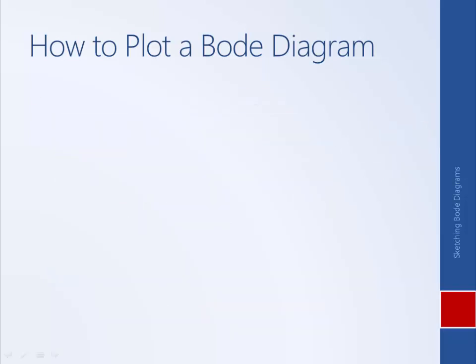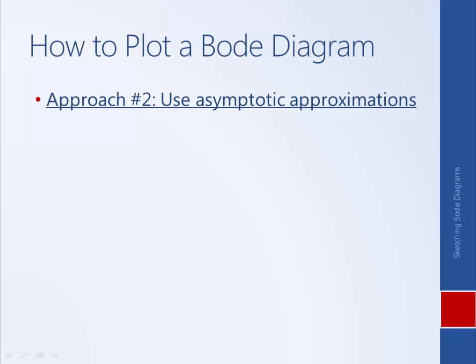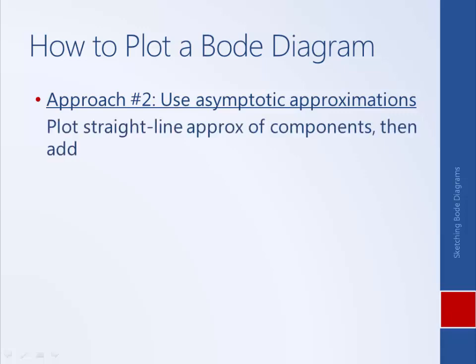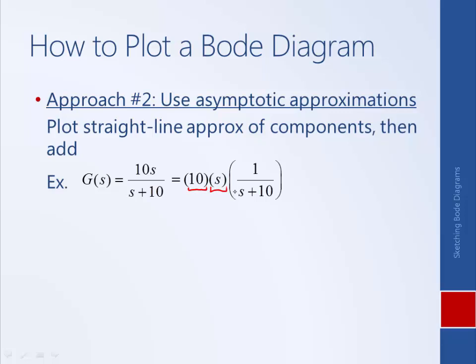So the second approach that we'll learn, and this is the approach that we will use in general, is what we'll call an asymptotic approximation approach. The idea is that we plot straight line approximations of the individual components making up a larger transfer function. So for example, if we had something like this, we would split it up into simpler components: a simple gain, a differentiator, and a simple pole.